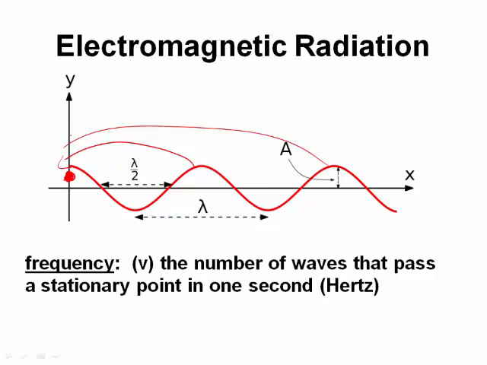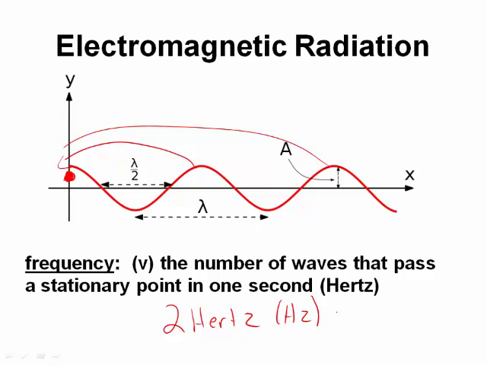If we were able to get 2 waves to go through in 1 second, that would be 2 waves for every 1 second, so 2 over 1. So our frequency would be 2 hertz, or Hz.